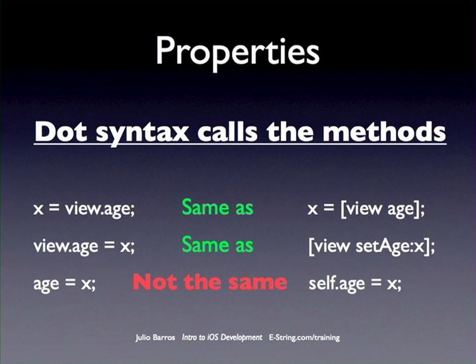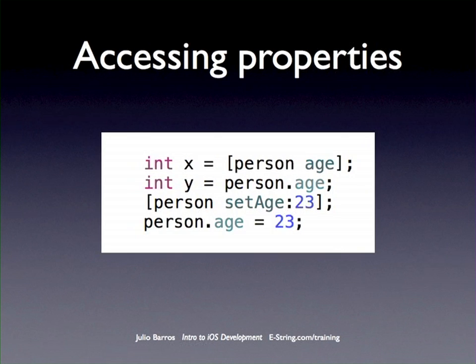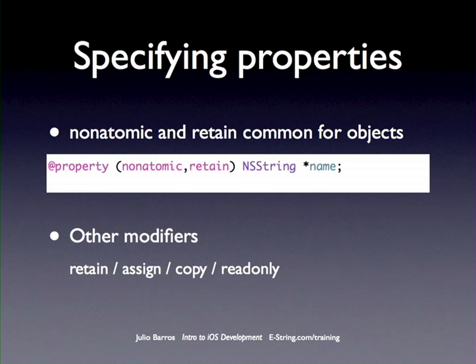Objective-C recently introduced dot notation to access properties. So Person.age is exactly the same as calling the method age on person, and Person.age equals 23 is exactly the same as calling the method setAge:23 on person. When specifying properties, you'll often see some other modifications such as non-atomic or retain, assign, and copy for objects.